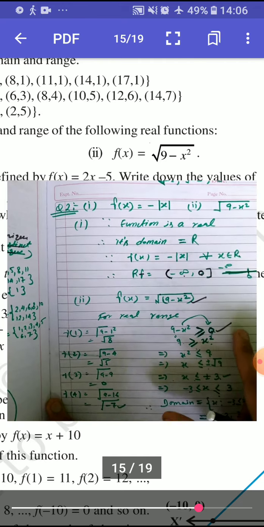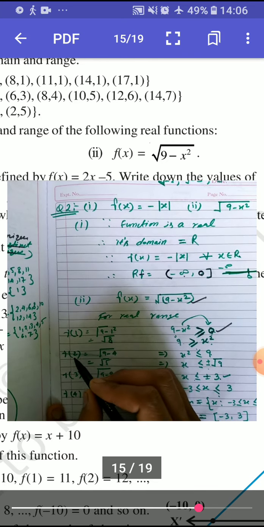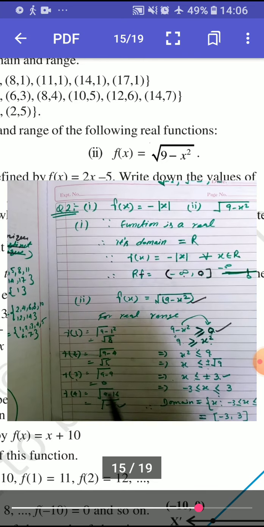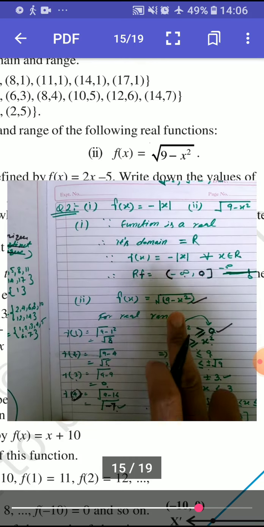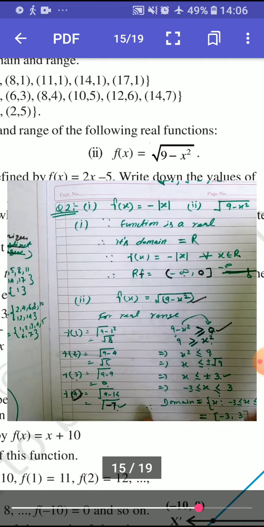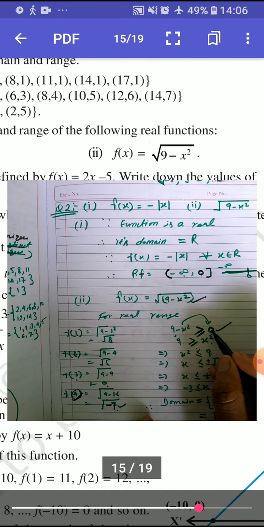Like if you put x equal to 1, you will get root 8, f(2) root 5, f(3) 0, f(4) root minus 7. For x equal to 4, you are getting root minus 7. So 4 will not be in the domain of this function, because a real function has a real range. That's why for the real range, 9 minus x square is greater than or equal to 0, this is an inequality.